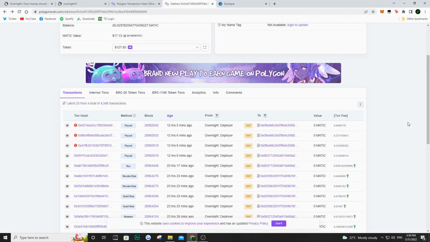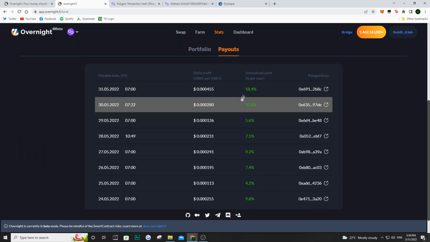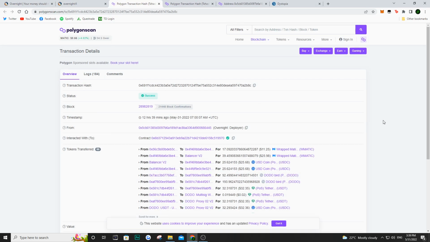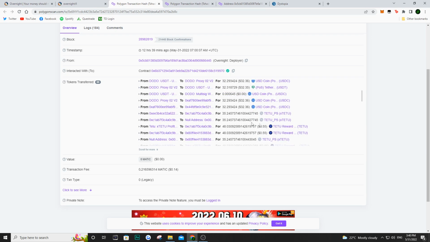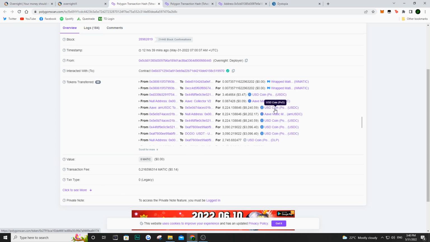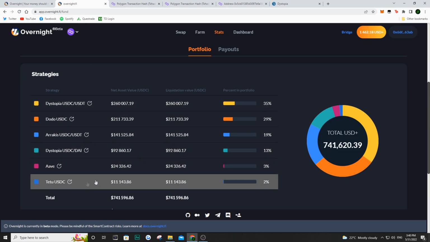Now, if we go on to the deployer contract of Overnight Finance, we can actually see all of their payouts and what's exactly happening here. So we have an overview here, and we also have this every single day. If you go on to the payout tab, you can actually click on this transaction, and this brings you to everything that happened to generate that yield, which is awesome to see. It's basically full transparency from the team here, linking that transaction on their website, so we can see that we have money coming from Tay2, we have money coming from Dystopia, we have money coming from Aave, which is all of these strategies that they're talking about on this page.